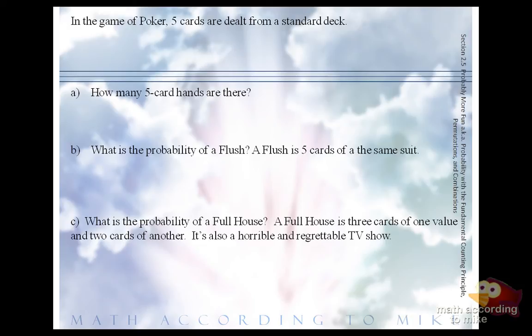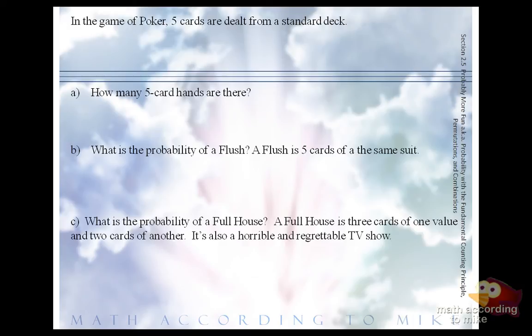Okay, so in the game of poker, you get 5 cards in your hand. Now you might ask, well, what if there's other people playing? How does that affect things? Mathematically, it doesn't because it's random the way you get your cards. Whether there's 4 other people playing or 1 other person playing, these probabilities don't change.